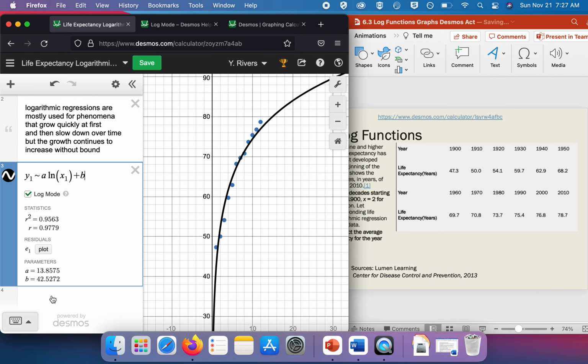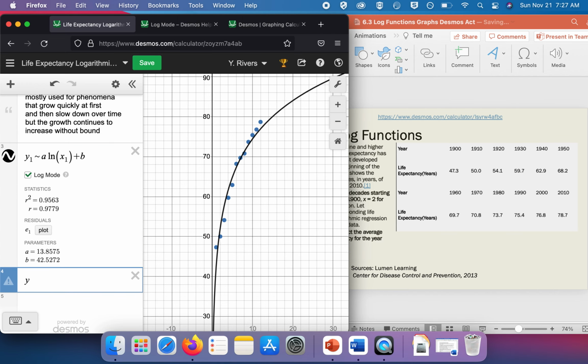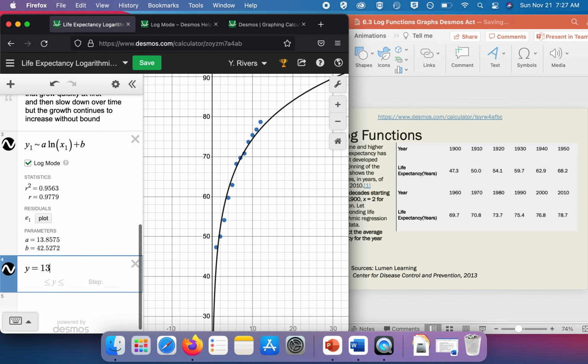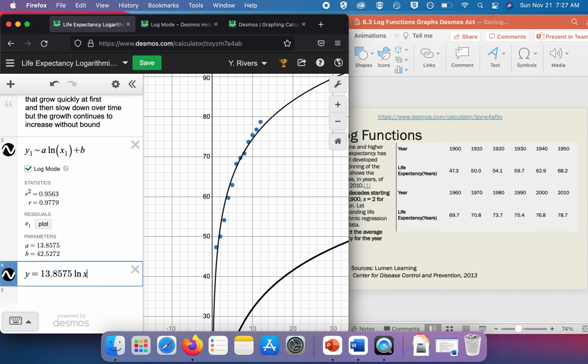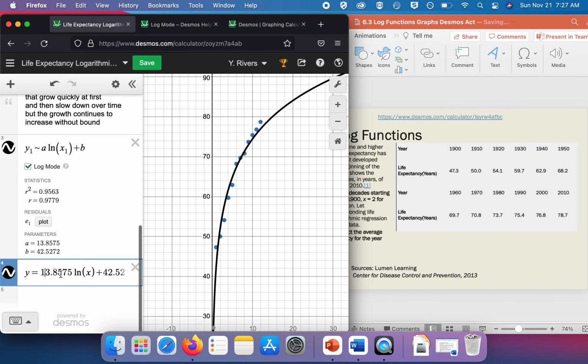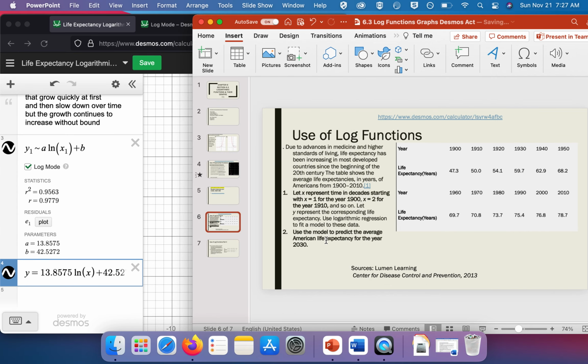So our model is as follows. We can say y equals, or f of x equals 13.8575, I'm taking that right from here, where the parameters are, ln x, plus the b, which is 42.5272. So I get this equation that I can now use, again, to figure out some other year's life expectancy.